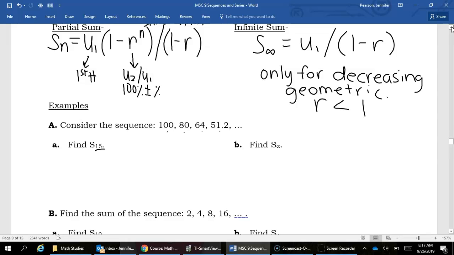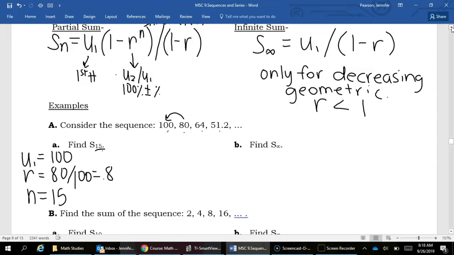We only need 3 things to use my partial sum formula. We need the first number, we need the ratio, and we need the number of numbers. And 2 of these things are just given to us. We know that we're adding 15 numbers. We know n is 15. We know the first number in this list is 100. We don't know the ratio, but we can figure it out. We need to take the second number and divide it by the first number. 80 divided by 100, 0.8.